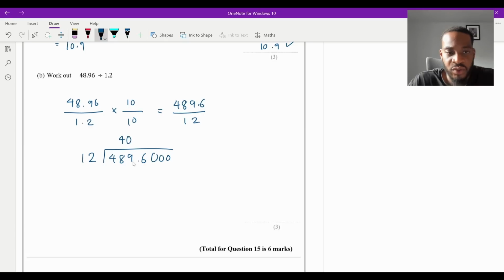But 12 does go into 96, doesn't it? 12 going into 48 is 4. 96 is twice as big as 48. So it's going to go in 8 times, isn't it? So I'm going to put the point there. And then 12 going into 96 is going to be 8. So that's going to go over there. So the answer is literally just going to be 40.8. Because that is the same as working like that. So that's it. That's question 15 finished.